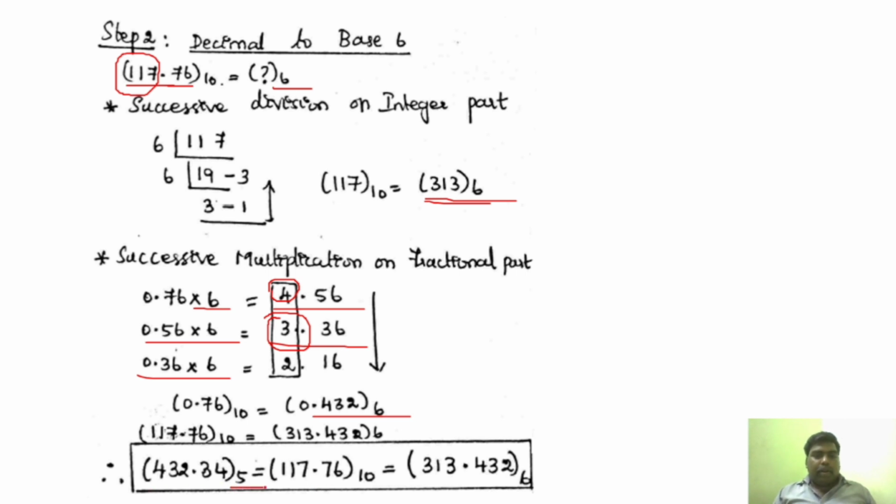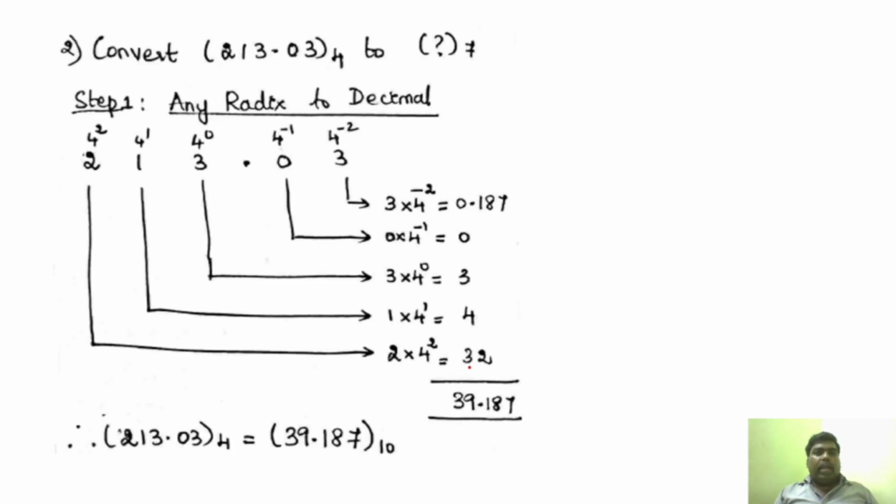432.34. If you look at what has to be done, it asks us to convert to decimal, that is, to base 6. So we found its decimal value, and then now its equivalent base 6 value is 313.432 in that base. Okay, right? Hope you understand. So what we have done is we have converted any Radix to decimal and then decimal to the given base. And for decimal to any given base, we use the successive division method and the successive multiplication method.